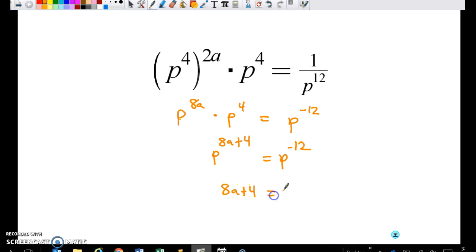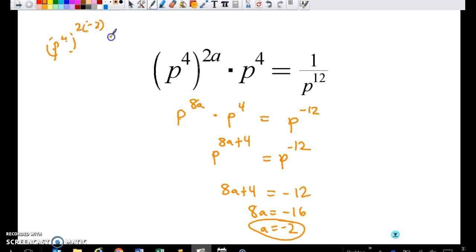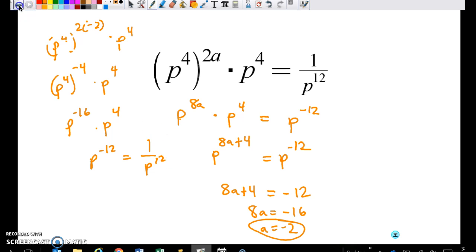8a plus 4 equals negative 12. If I solve, I get a. 8a equals negative 16. a equals negative 2. Plug it in to make sure. p to the 4th raised to the 2 times negative 2 times p to the 4th. Let's see what that gets me. p to the 4th raised to the negative 4 times p to the positive 4, p to the negative 16 times p to the positive 4, p to the negative 12, which is 1 over p to the 12 total power, so it works.